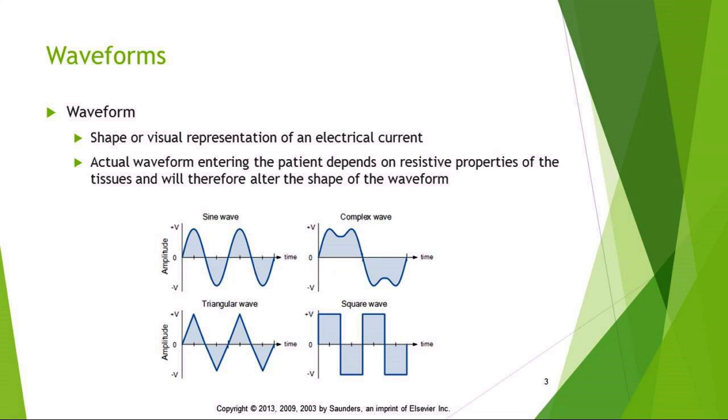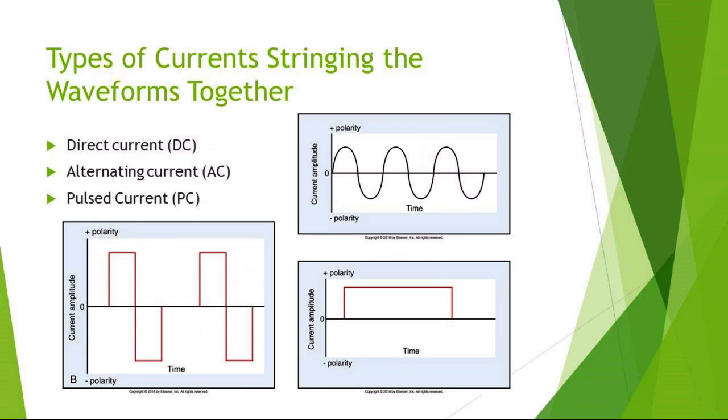So the actual waveform that enters the patient depends on the resistive properties of the tissues, and that's going to alter the shape of the waveform. But are we able to see that or measure that? No, we are not. So we know how it is going in. We know the clinical and therapeutic effects that it has, and that's what we need to know. So the three types of current, three main waveforms that we're going to talk about are direct current, alternating current, and pulsed current or pulsatile current.